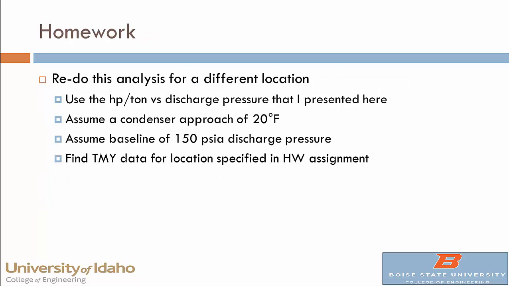Okay, but the point of this was to actually come up with a process to come up with that energy savings, right? So I'm going to ask you to take, in the problem set for this section, that analysis I did, that horsepower per ton analysis, and do an analysis like this. Assume the approach is 20 degrees. Start with a baseline of 150 psi for discharge pressure, and then the problem set tells you which city to use the TMY data for, and go ahead and do that analysis.